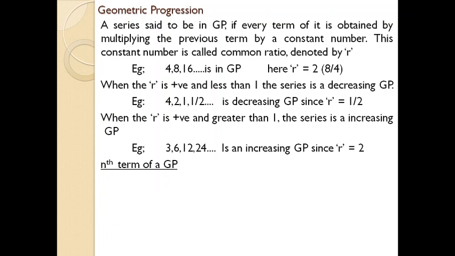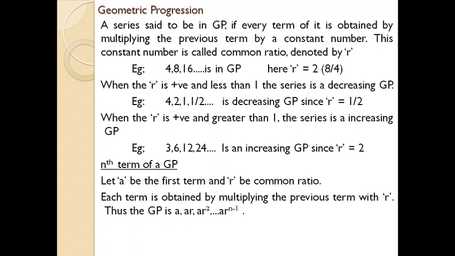Next, the nth term of GP or geometric progression. Let A be the first term and R be the common ratio, and you will get the equation for geometric progression whereby T subscript n equals A R superscript n minus 1. This is the equation for finding the nth term in the case of a geometric progression. Next, let's deal with different cases relating to geometric progression.